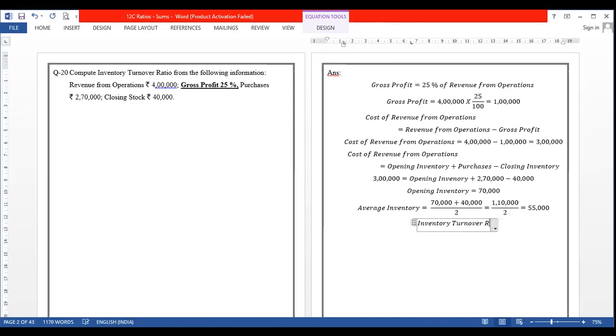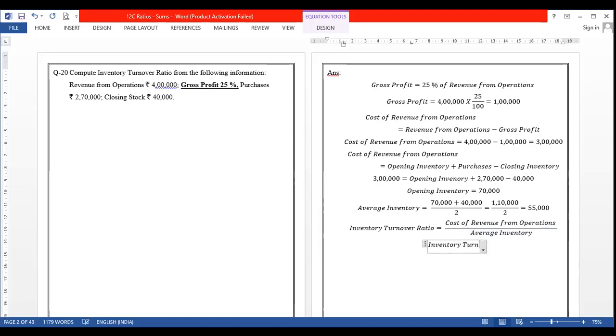So inventory turnover ratio will be equal to, anybody, formula please? I need to write this formula once at least. Cost of revenue from operations upon average inventory. Cost of revenue from operations. It's very correct. Upon average inventory, right? I have both the values with me, so I'll be able to calculate.